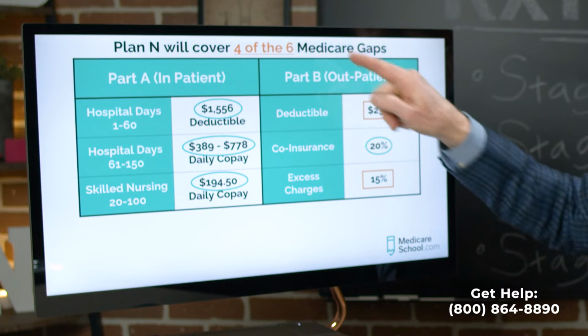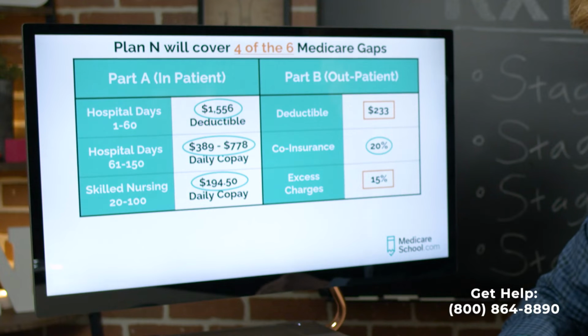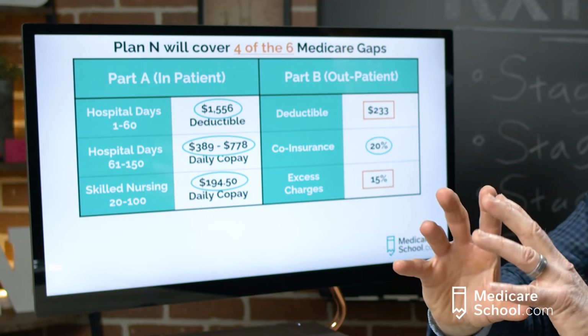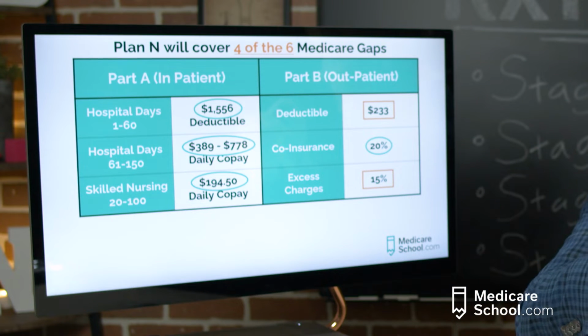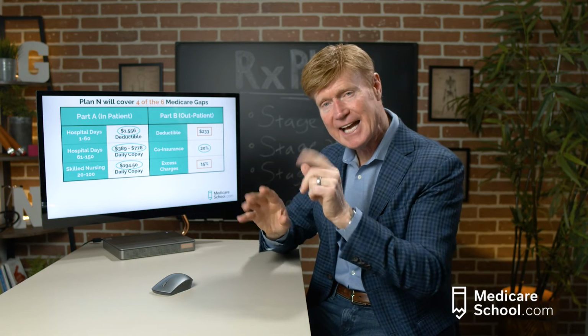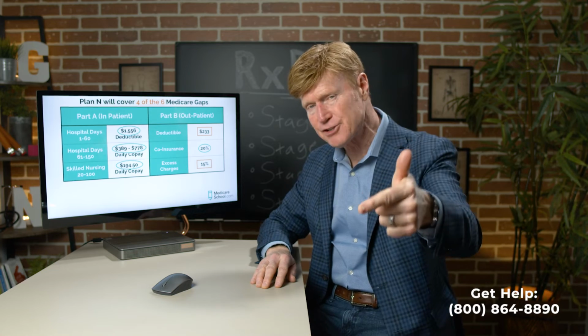Just like the G does not pay the B deductible, nor will the N. You're responsible for the first $203. Then we go to coinsurance, and again, that N plan will cover that 20% fully. So Medicare pays the doc 80, and the 20 is on you, but that N plan will cover that. And then you are responsible, though, on the N plan for excess charges. So when a doctor adds the 15%, you'll be responsible to pay for that.